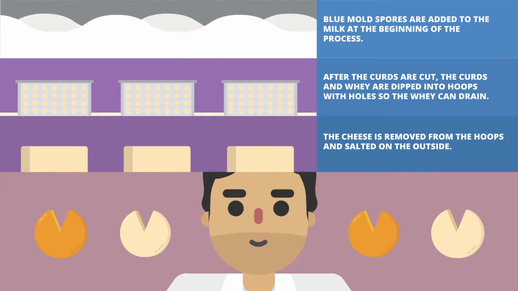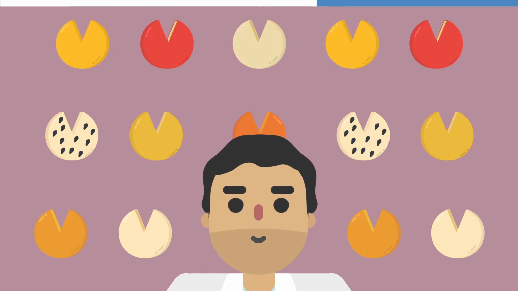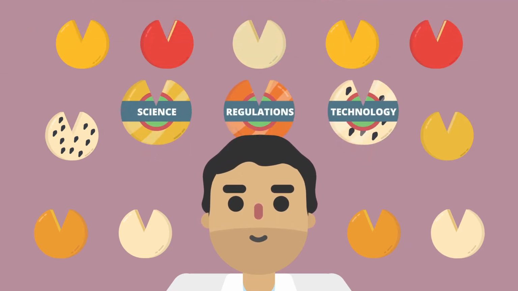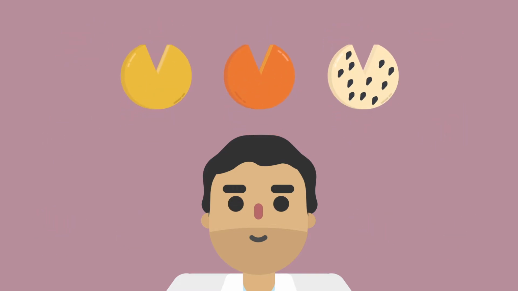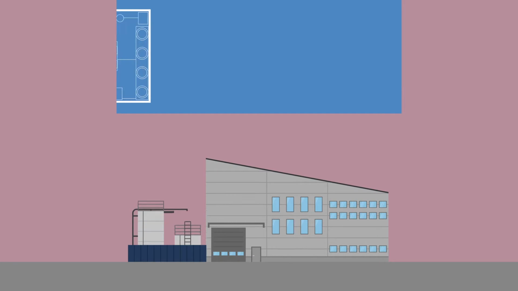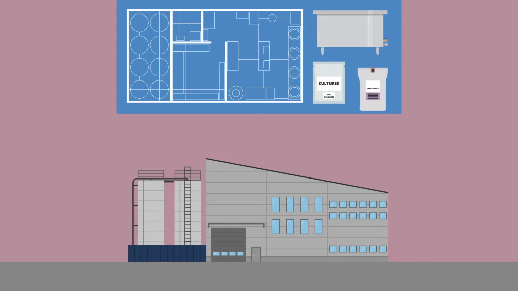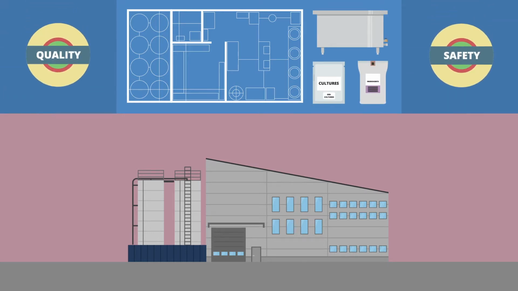Because there are so many variables in cheesemaking, it is good to be familiar with the science, technology, and regulatory requirements for the specific types of cheese you are making. Knowing your cheese varieties before you start will allow you to construct your facilities with all the areas you will need, and purchase the correct size equipment, supplies, and ingredients to optimize cheese quality and safety.